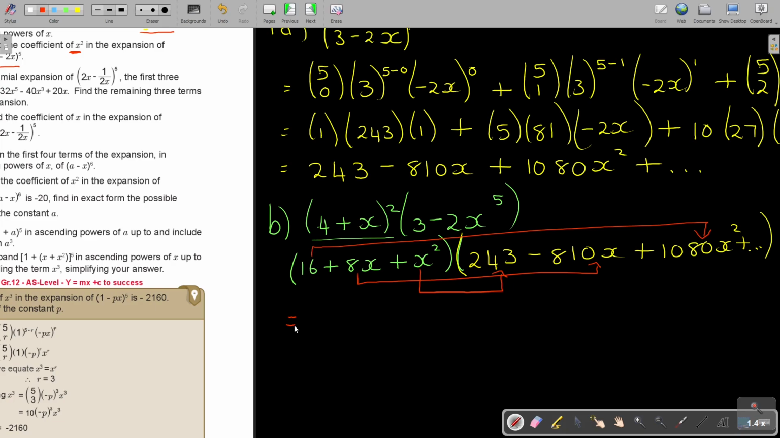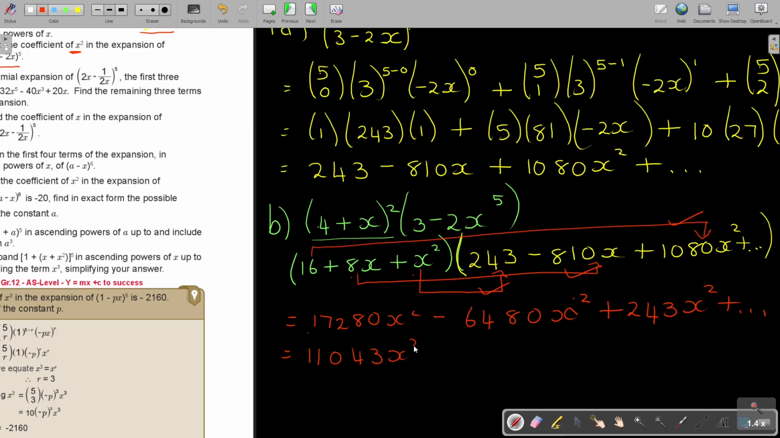So let's just start. 16 times this one, it's going to be a big number. It's 17280x squared. So, okay, that one I did. Now, 8x multiplied by negative 810x, that's going to be negative 6480x squared. And then if I multiply this one, it's going to be 243x squared. Plus 1, 2, 3. And now I'm just going to add and subtract all the coefficients.